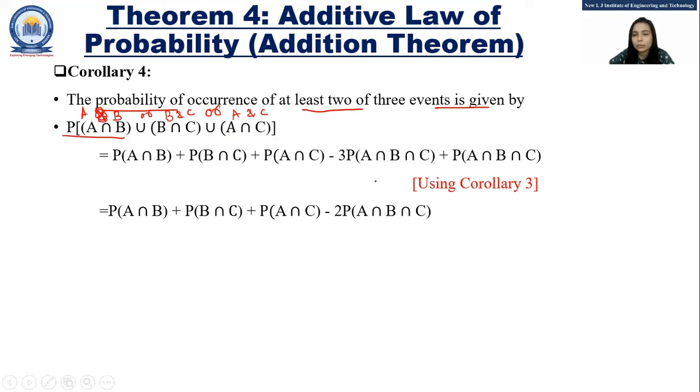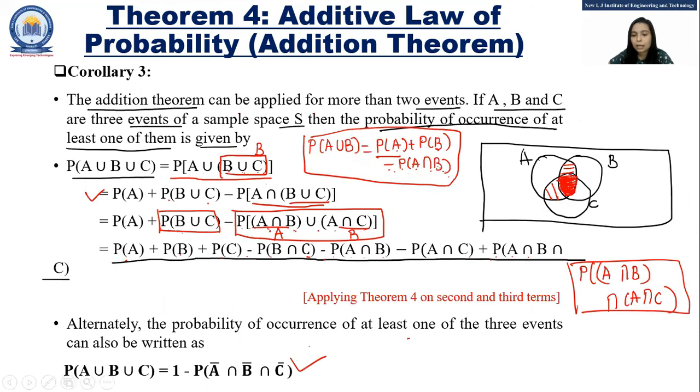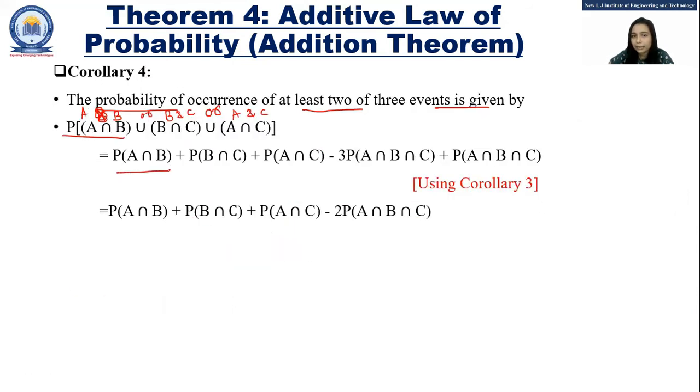So for that, using this corollary 3, we can write P of A intersect B plus P of B intersect C plus P of A intersect C minus 3P of A intersect B intersect C plus P of A intersect B intersect C. So from that we can write P of A intersect B plus P of B intersect C plus P of A intersect C minus 2P of A intersect B intersect C, because 3P minus plus P. So that's why 2 into P of A intersect B intersect C. So how can we write this equation from corollary 3?